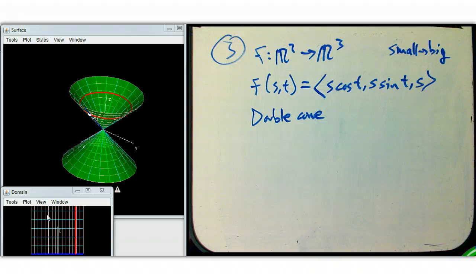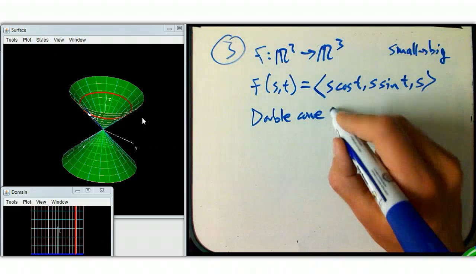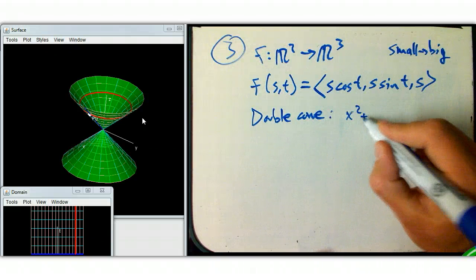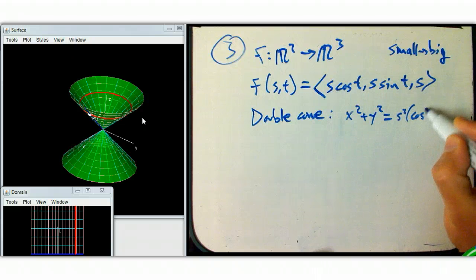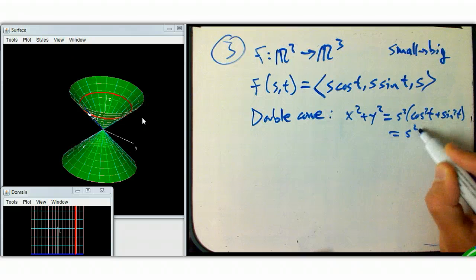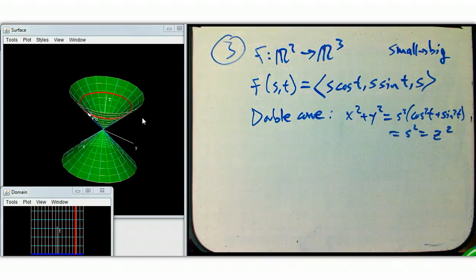Here's the s and t land with its regular rectangular grid, and then here's the image of this parameterized surface in R3. It's a double cone. It's just where x squared plus y squared, oh, that's s squared times the quantity cos squared plus sine squared. Oh, hey, that's s squared, and that's c squared. So it's just our standard double cone.